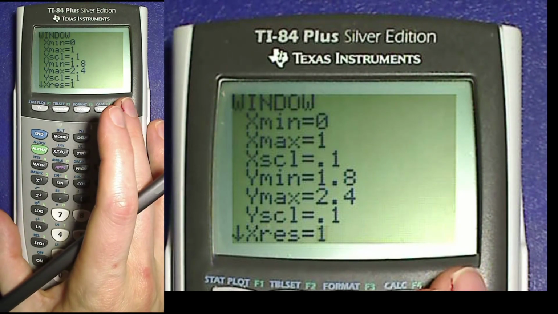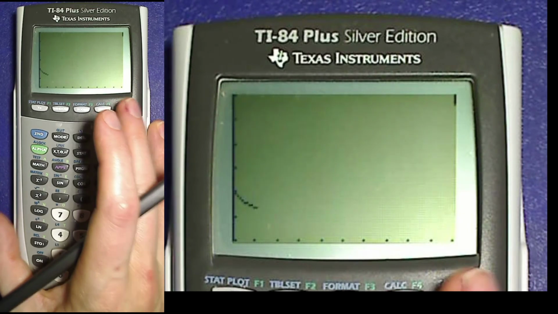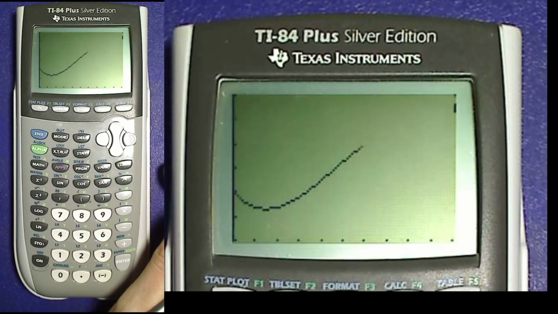Now with any luck, when I hit the graph button, I should get something that looks just like what we drew. And there you go.